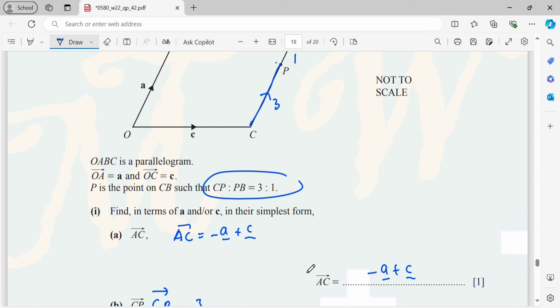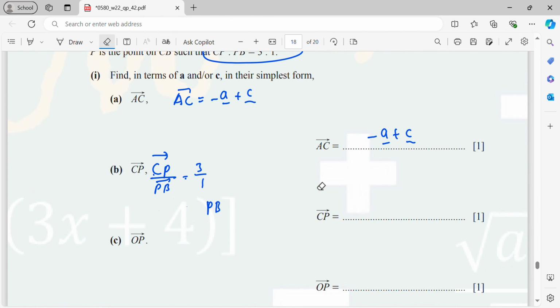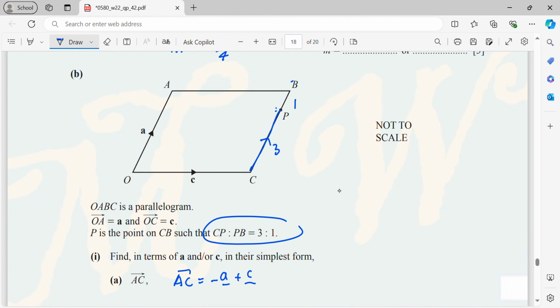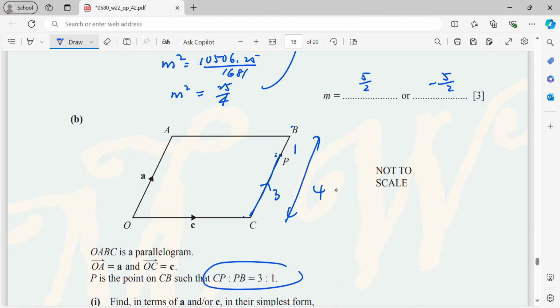Okay, or probably CP, in terms of A and C, right? I don't use this. I will write another form, easier. CP is basically 3 out of 4, here is 4, 3 out of 4 CB. So 3 out of 4 CB. So CB, check the graph. CB here is parallel to OA. That means this is A.